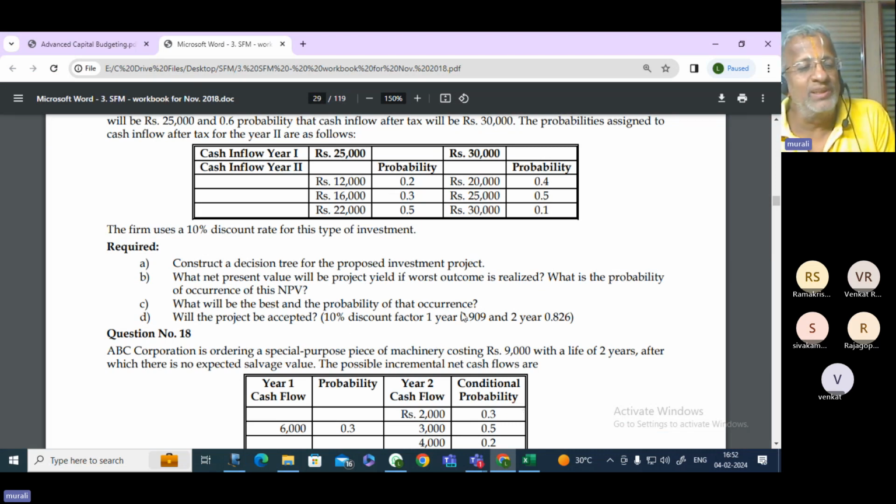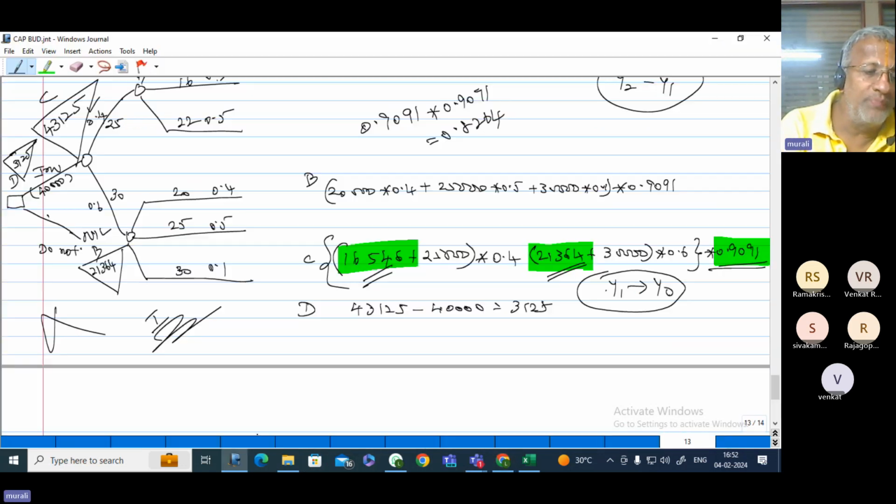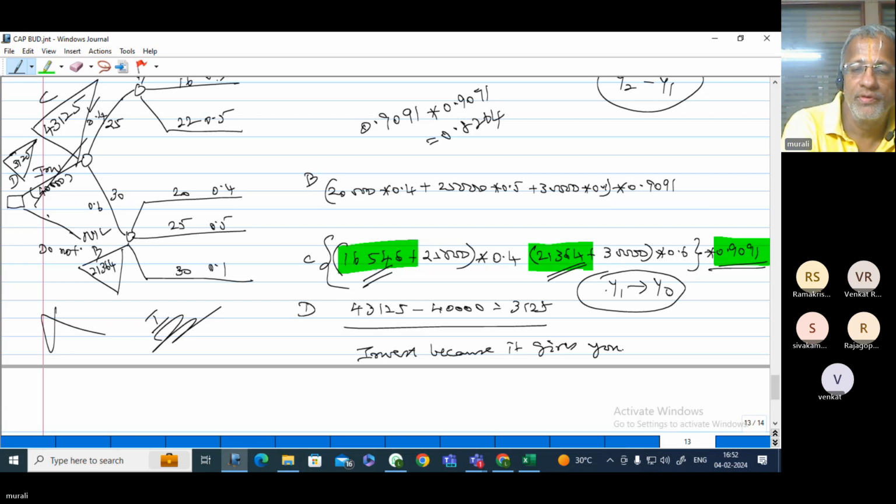Will the project be accepted? Supposing the question were to be only that one, that being D. So I would suggest you try the second one. So 3125 is the answer. So you have selected invest, because it gives you positive NPV. That's it.